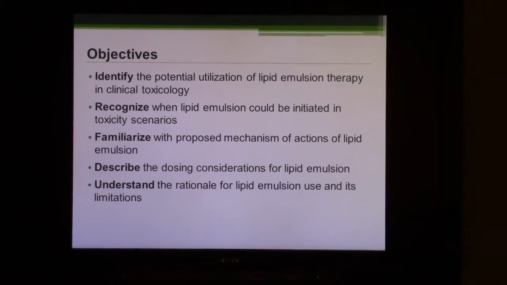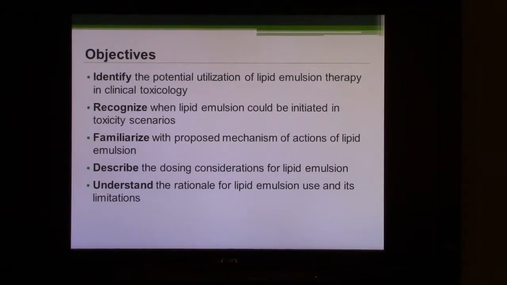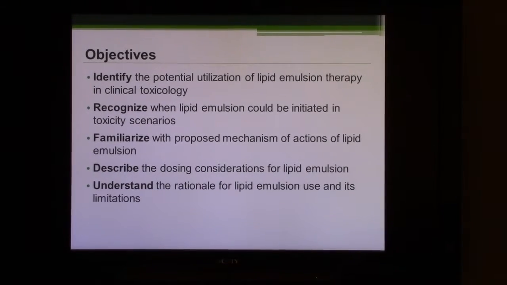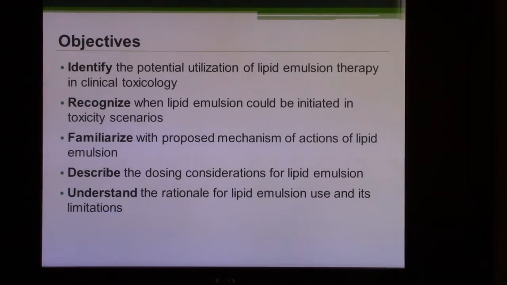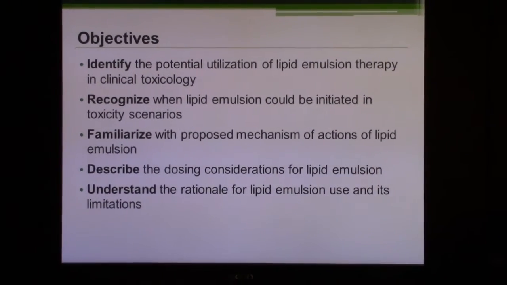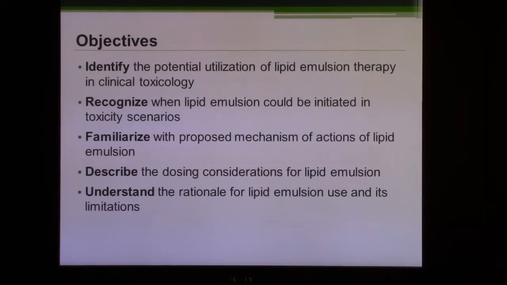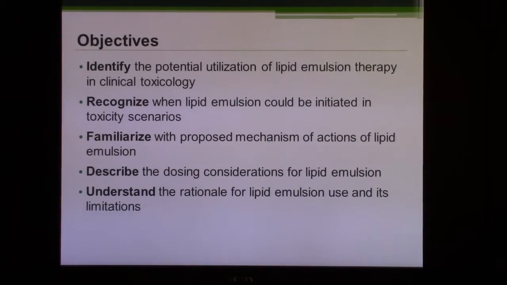And so I just listed some objectives here. The purpose of this was for me to learn more about this, and my goal is to present the utilization of lipid emulsions in clinical toxicology, to recognize when these should be initiated, to be familiar with some of the proposed mechanisms of action, to describe some of the dosing considerations, and to understand the rationale for its use and some of the limitations.